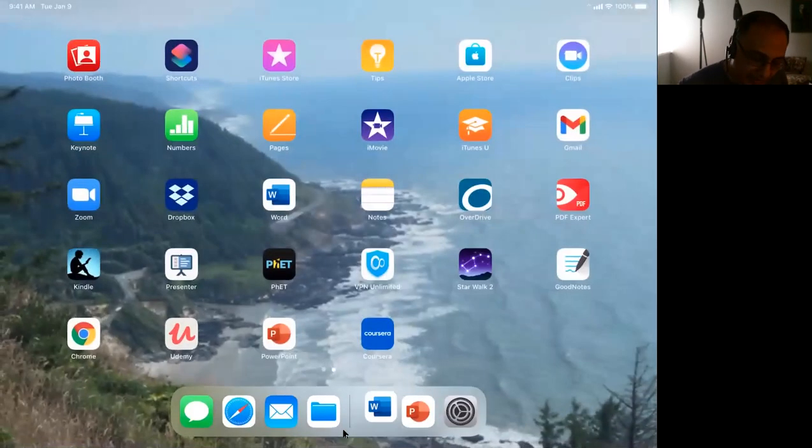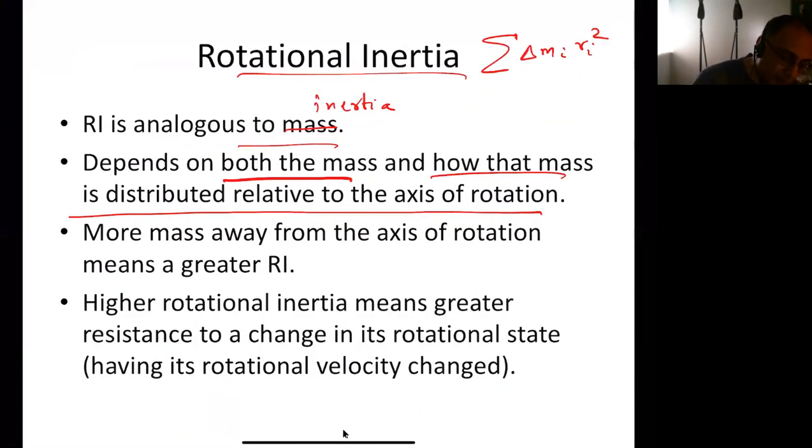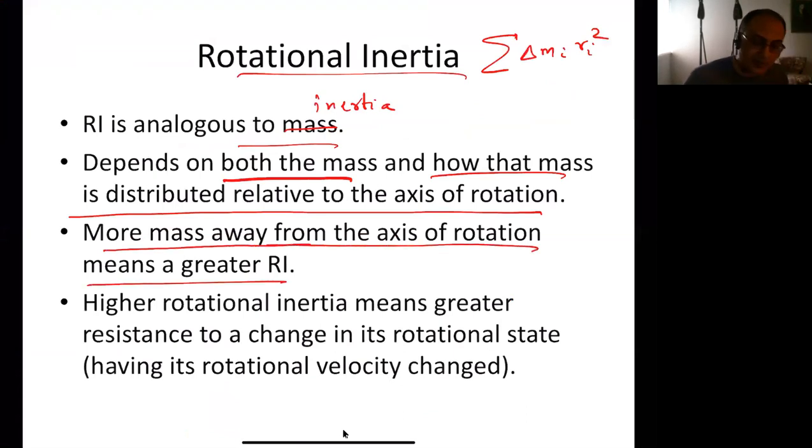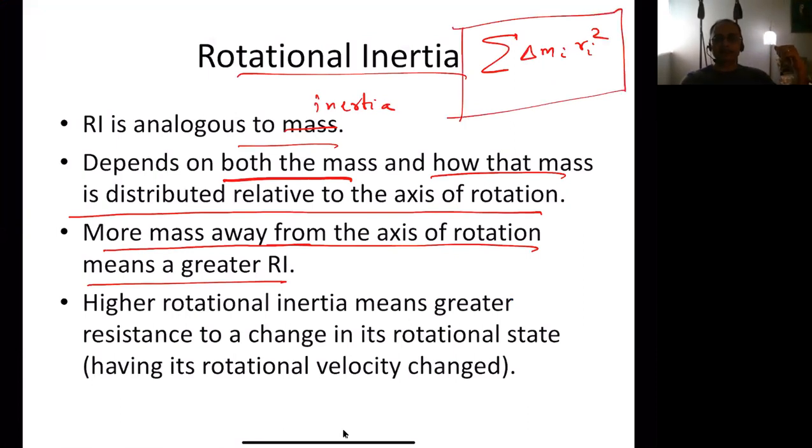So the point is that in general, when you have more mass which is away from the axis of rotation, you have a larger rotational inertia. That's an important thing to remember. If the mass is distributed further away from the axis of rotation, that increases the rotational inertia simply because of the way the rotational inertia is defined. Everybody clear about that?